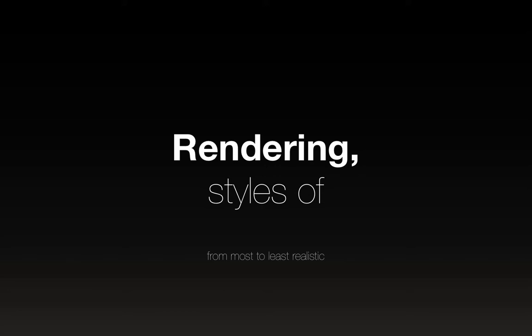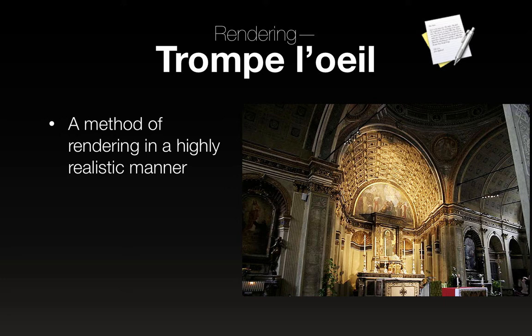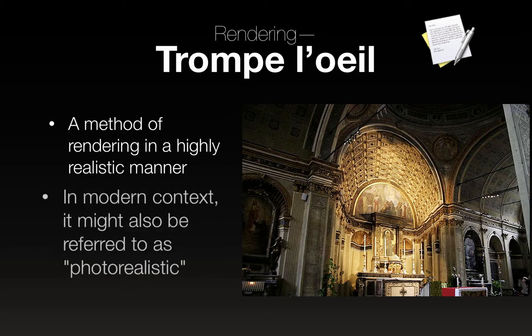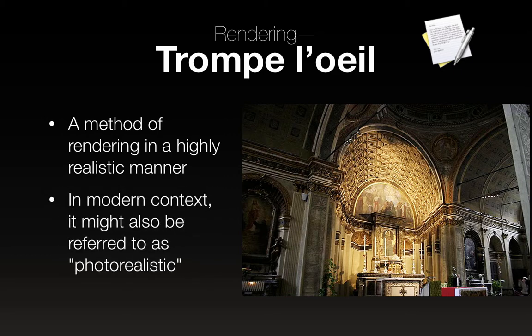Rendering styles and how they work from most to least realistic. These are some different rendering styles. I can never pronounce this correctly, so if there's a French speaker in the audience, I'm sure you'll cringe and cry at my horrible pronunciation of this. Trompe-l'œil is a method of rendering in a highly realistic manner. In modern context, might be referred to as photorealistic. So basically, you can see here a photorealistic painting. Not one of mine, as it were, because I'm not capable of this, and you're not expected to be either, so don't. I hope you didn't just drain all the color out of your face.